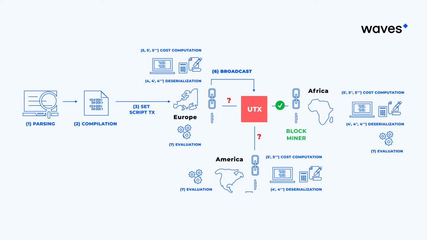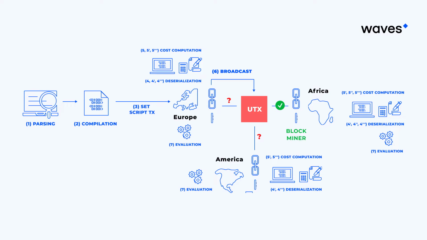After checking and validation is completed by that first node, the set script transaction is passed to the internode's UTX pool. And only after that, all other nodes verify the performed deserialization and computational cost steps. So after this point, we will have our transaction in UTX. And at some point, eventually, a mining node or block producer will take that transaction, carry out the deserialization and computational cost checks again, and after that, it will put the transaction into the block.